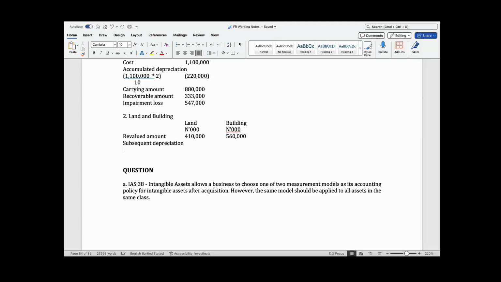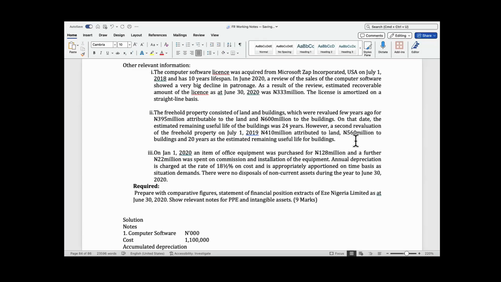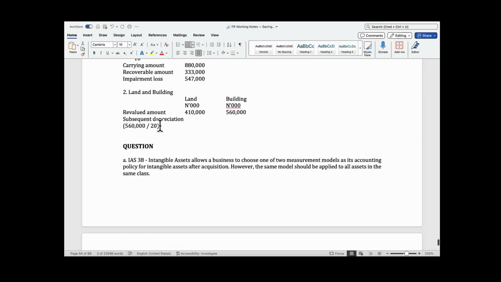So for land, we don't depreciate, it's definitely zero. But for building, we're told that the remaining life is 20. Yes, it's 20 years remaining life. So how much is this?